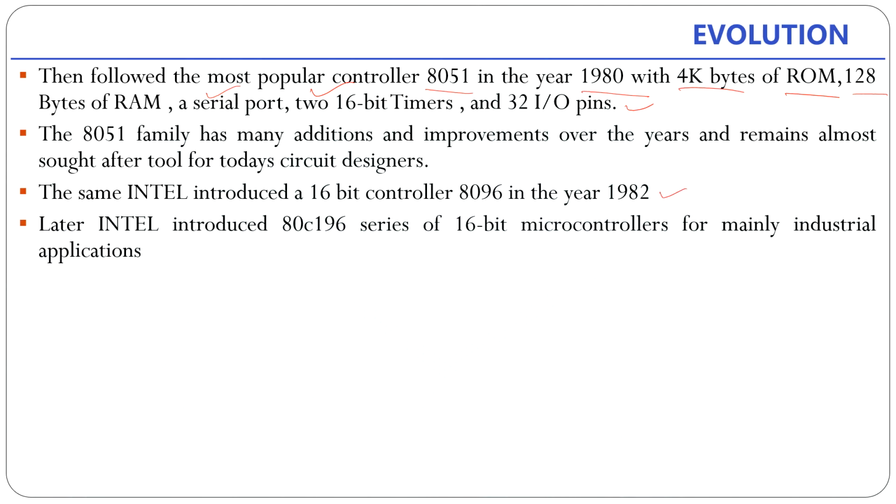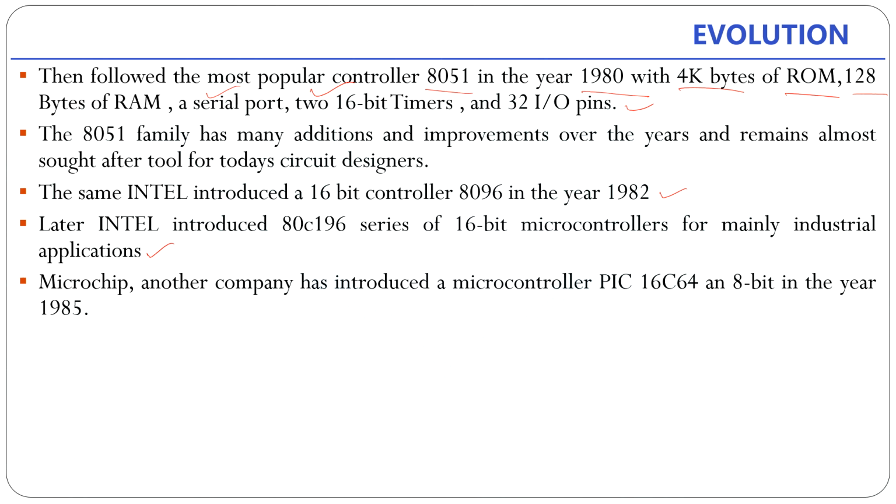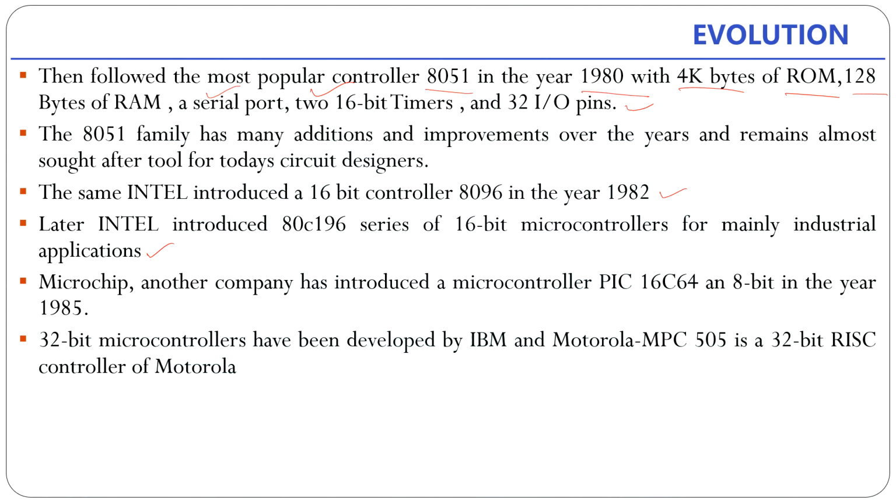Later, Intel introduced the 80C196 series of 16-bit microcontrollers, mainly for industrial applications. Later, Microchip, another company, introduced the 8-bit microcontroller PIC 16C64 in the year 1985. 32-bit microcontrollers were developed by IBM and Motorola. The MPC505 is a 32-bit RISC controller of Motorola.